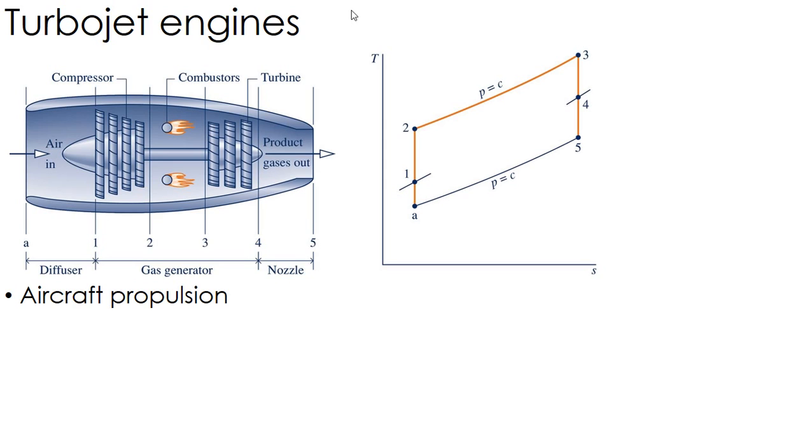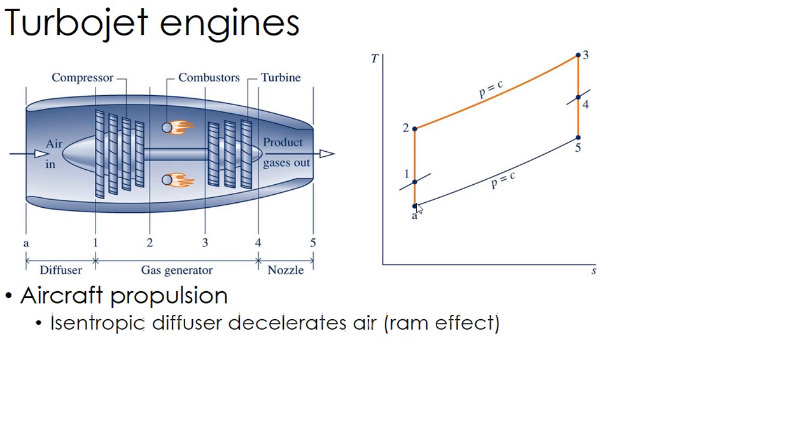Okay, we're going to take a look at turbojet engines. They're used in aircraft propulsion, and the middle part is exactly the same as the Brayton cycle. It just has a diffuser and a nozzle, and the point of this is not to produce power, but to have a large velocity going out the back, acting as thrust.